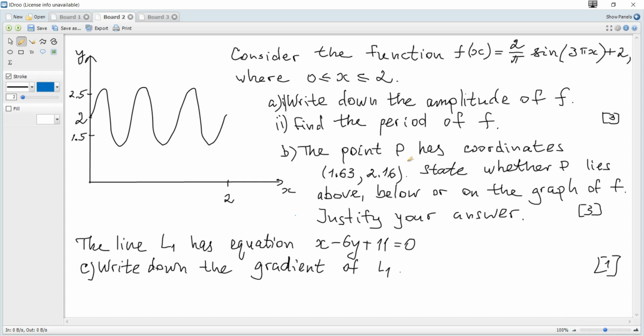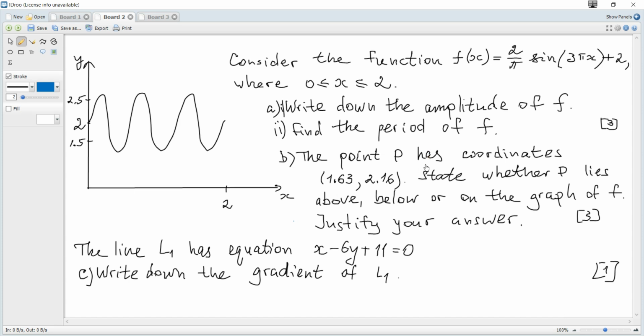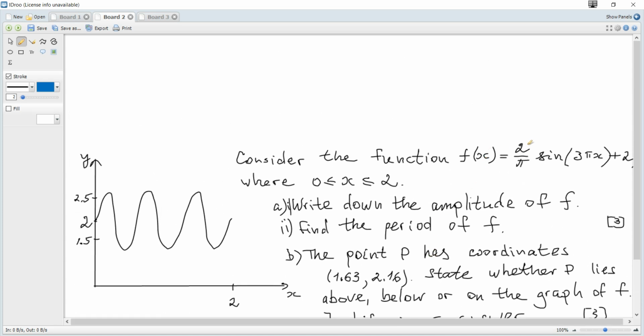Consider the function f of x, which is 2 over pi multiplied by sine of 3 pi x plus 2. Question A: write down the amplitude of f and find the period of f. The amplitude is just this coefficient in front of sine.